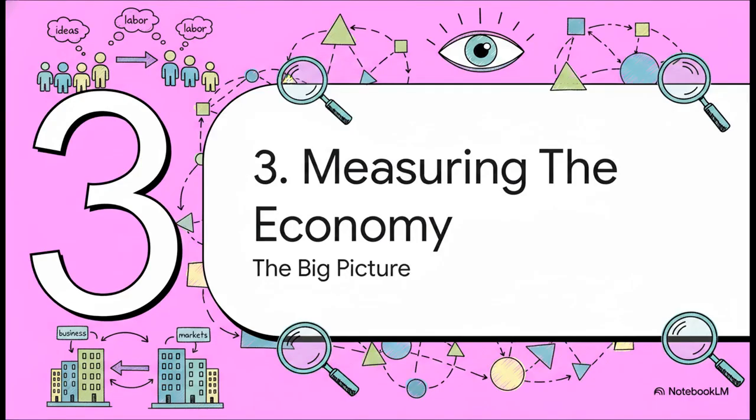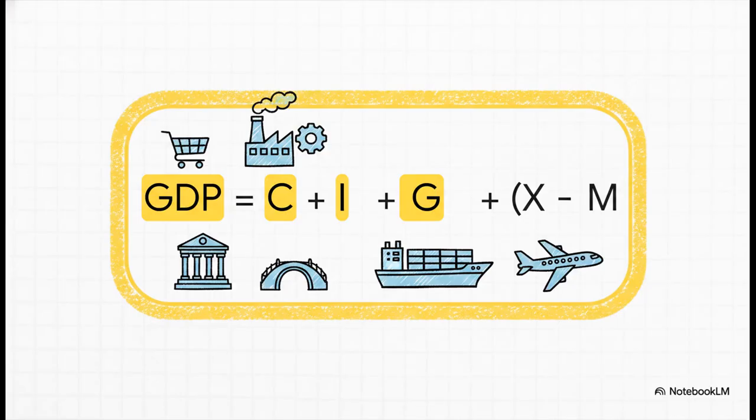Okay, so we've got people and companies interacting in all these markets. But how do we zoom out and take the temperature of the entire economy? We need a way to see the big picture. And that brings us to the big one, gross domestic product, or GDP. You've heard this term thrown around a lot. All it is, is the total value of all the finished goods and services a country produces in a year. This formula might look a little intimidating, but trust me, when you break it down, it's pretty straightforward.